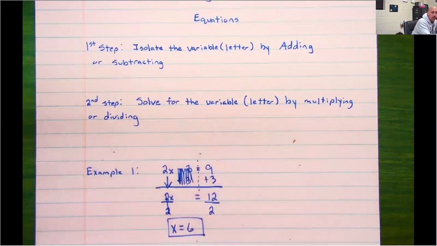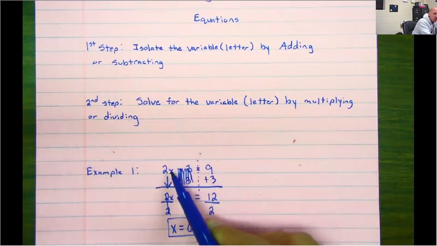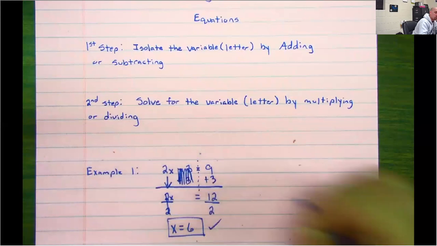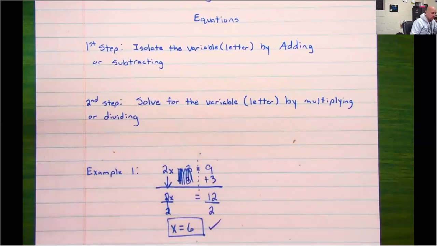You're done. Here's how you check your work. You said x is 6, plug it in. What is 2 times 6? Well, that's 12. 12 minus 3 is 9, so it works. All right, let's try another one.